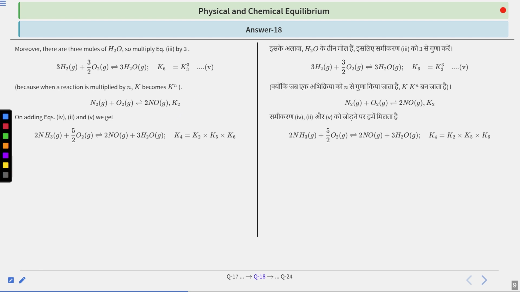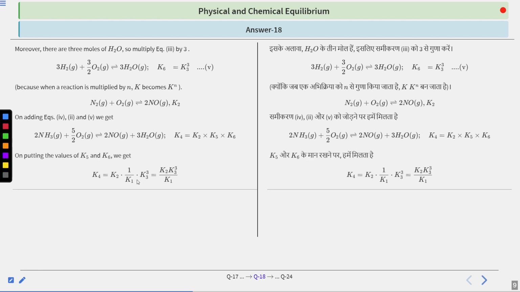Now if we add equations 4, 5 and 2, we will get our required equation. Since we are adding, we multiply K5, which was the inverse of K1, K6, which is the cube of K3, and K2 as it is. So this will give us K4. Now putting the values of K5 and K6 will give us this equation, which is option D.